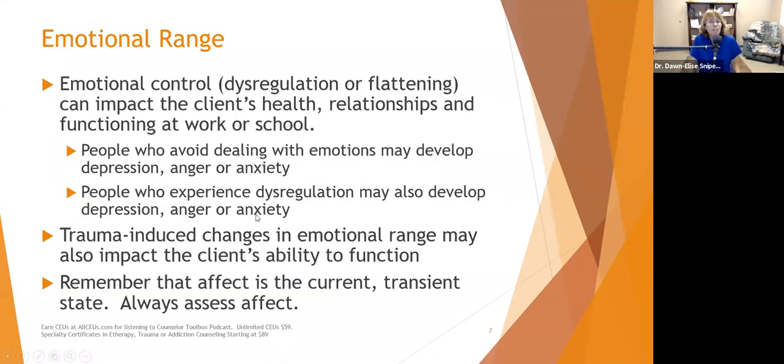The next thing we want to look at is people's emotional range, and dyscontrol or flattening can be equally problematic. Emotional dysregulation is when you go from 0 to 250 in 1.2 seconds flat. There is no in between. You are either calm or you're enraged. You are either calm or you are scared to death.